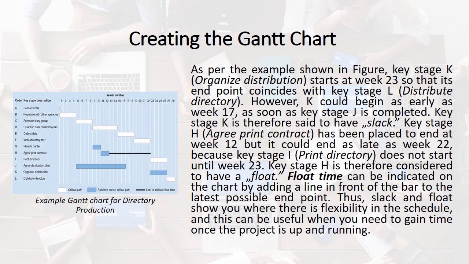Key stage H is week 22 because key stage I, print directory, does not start until week 23. Key stage H is therefore considered to have a float. Float time can be indicated on the chart by adding a line in front of the bar to the latest possible endpoint. Thus, slack and float show you where there is flexibility in the schedule.